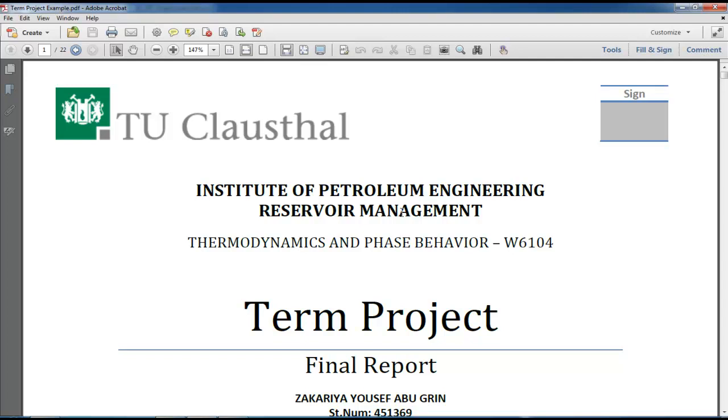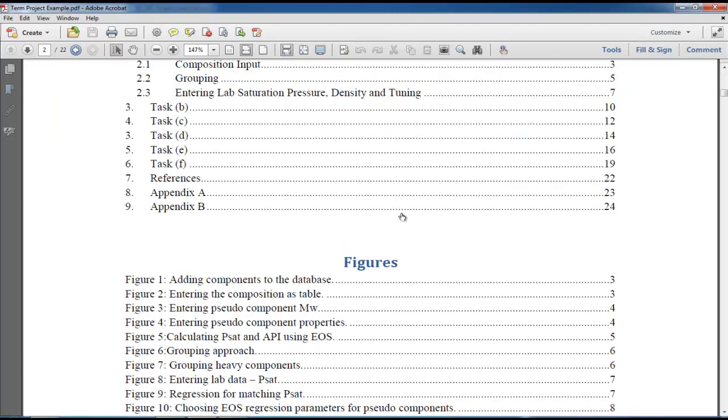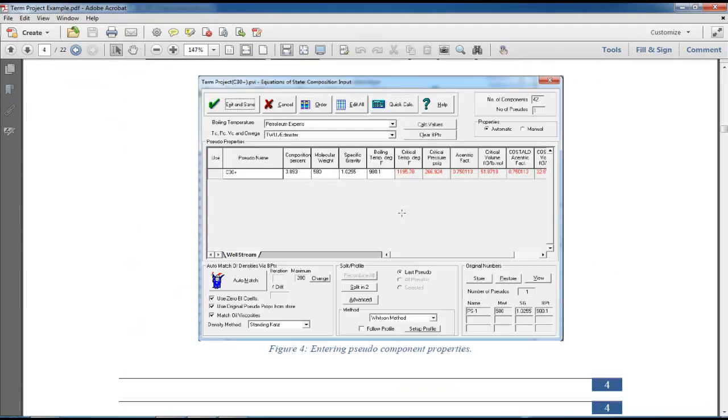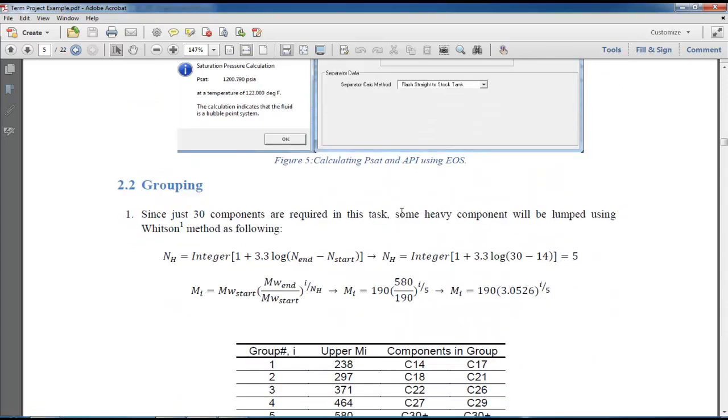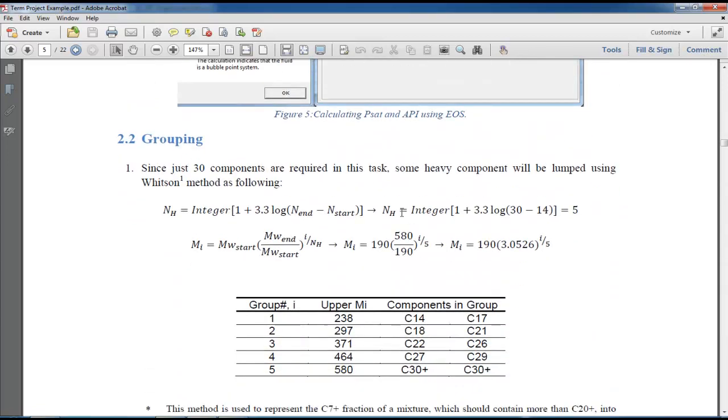So, as I have said before, we have a term project example. Everything is written here. For grouping, you will need to read this part a little bit. It's about the same: we have 30 components, and some heavy components will be numbered using the Whitson method as follows.